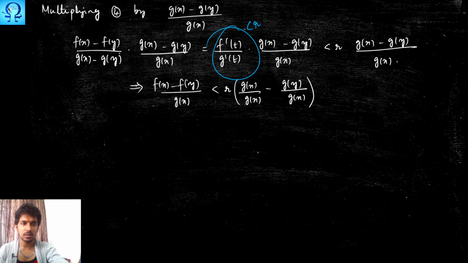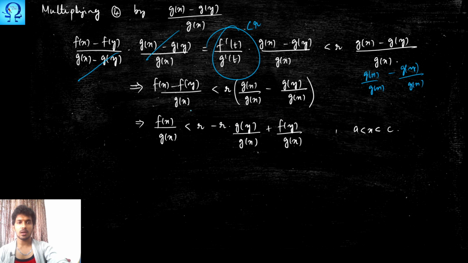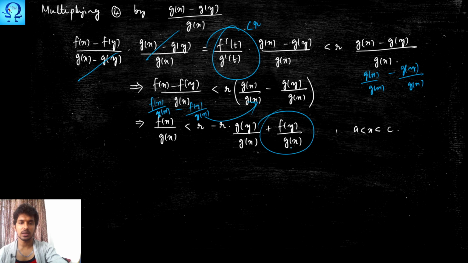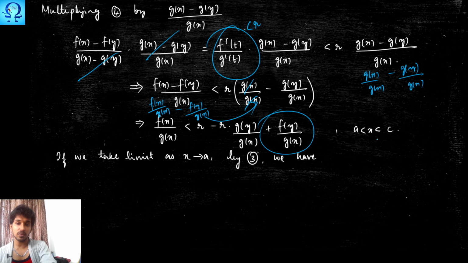Now this quantity and this quantity get cancelled, and here we are splitting these things up. G of x upon g of x minus g of y upon g of x. We write it this way and we get this. And here also we may do the same, that is f of x upon g of x minus f of y upon g of x, and take this to this side, so you get this quantity. Here g of x gets cancelled, so you will have r times 1 minus this thing. So r minus r times this quantity. This is happening for some x between a and c.